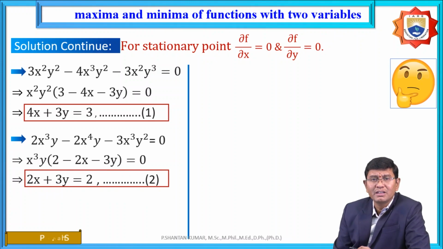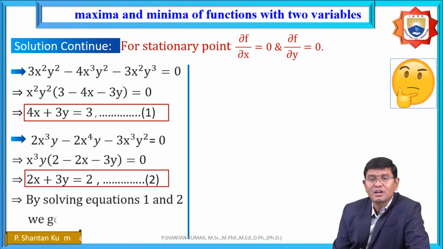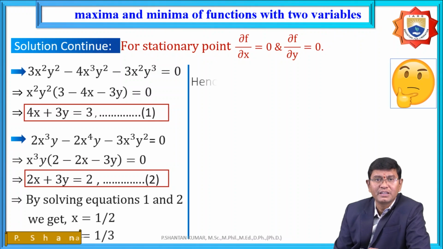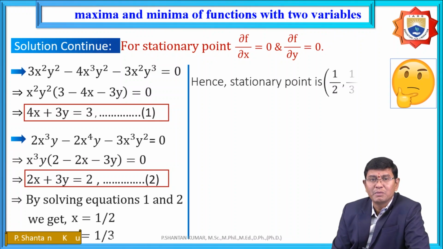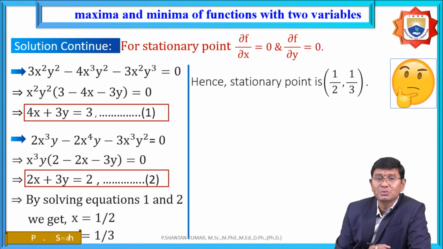By solving these, we obtain x comma y as 1 by 2 comma 1 by 3. So the stationary point is 1 by 2 comma 1 by 3, that is y is equal to 1 by 3, as we know directly by solving the system of equations. And these are the two stationary points.